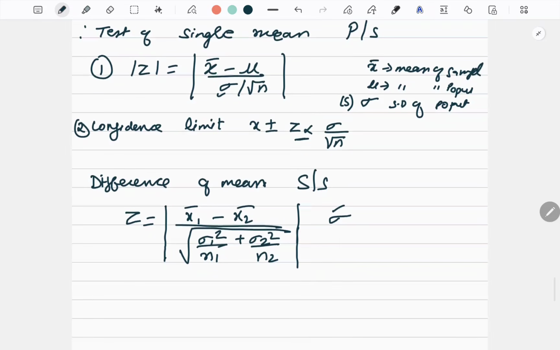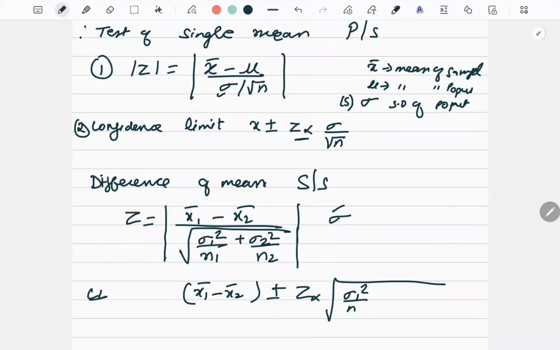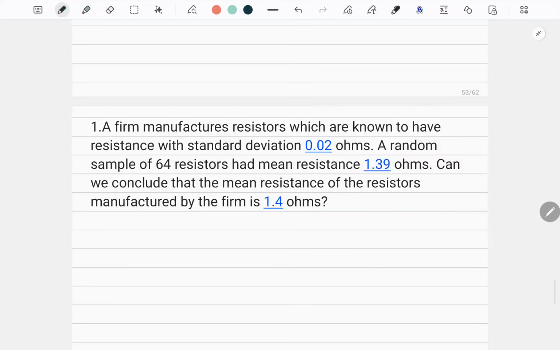Right? Now in this case, when I speak of the confidence limit, it is x1 minus x2 plus minus z alpha under root of sigma 1 square upon n1 plus sigma 2 square upon n2. So now keeping these formulas in mind, let us start with the questions. As I said, you just need a calculator. Doing the questions is very easy here. Okay, so let us start with the first question.